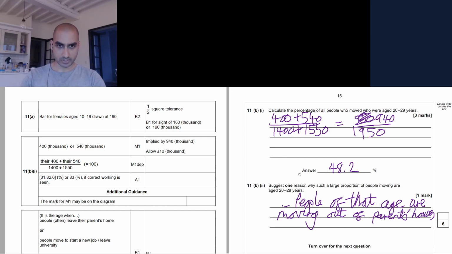Hang on. What did I do wrong here? How did I get 48.2? No, it should be... Oh my god, it's 2,950 on the bottom, not 1,950. Okay, so let's see. I got the first mark because I said 400 or 540.